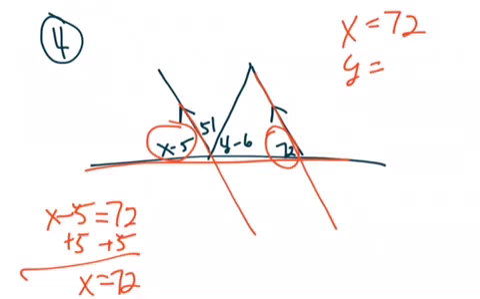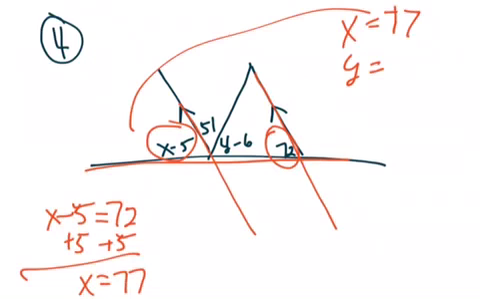and in reviewing this I see that I did 72 plus 5 and I said that was 72, but that's 77, so x is really 77. Okay, so plugging 77 back in to here, 77 minus 5 is 72. So this angle here, that total angle there is 72.